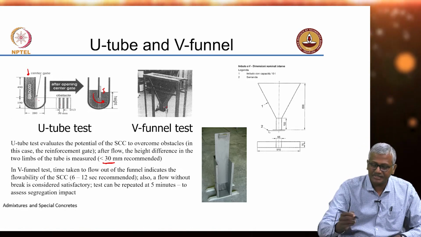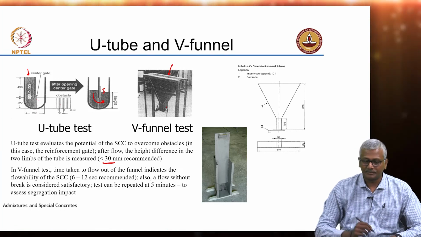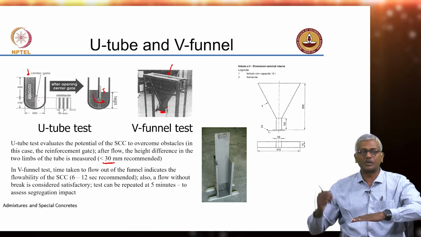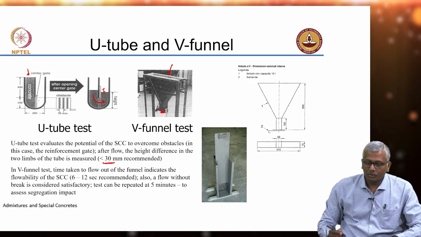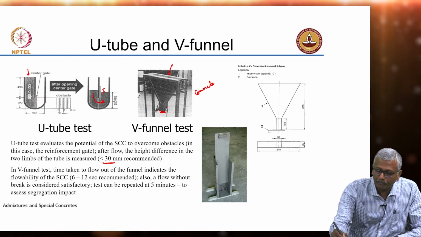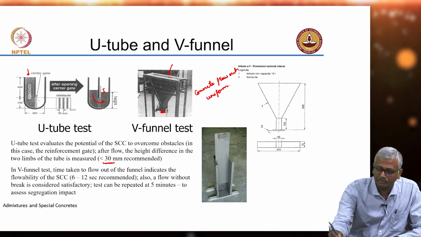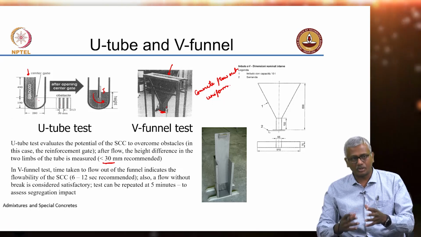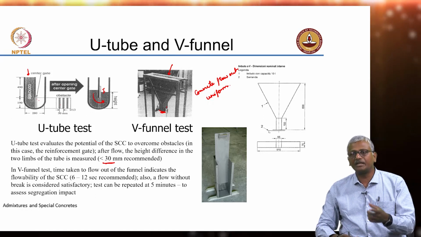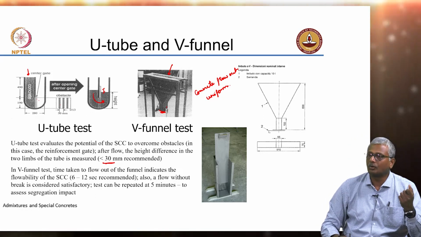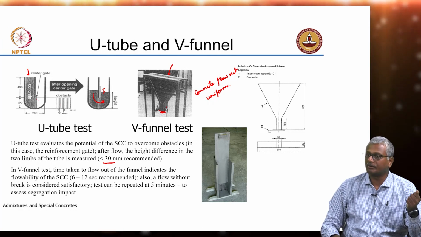The V-funnel is a test of flowability and not really of the passing ability. Here you fill up your concrete into this V-shaped funnel. There is a gate at the bottom which is kept closed while the filling happens. Then the gate is removed so that the concrete is able to flow out. Concrete should flow out in a uniform fashion. It should not drop in chunks. That means it is not cohesive, it is not having the flowability, right? So it has to flow out uniformly, and then you measure the time it takes for the concrete to get completely out of this V funnel. So that basically can be the measure of the flowability of the system.